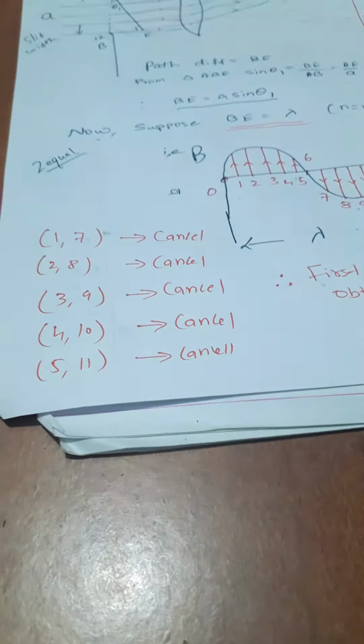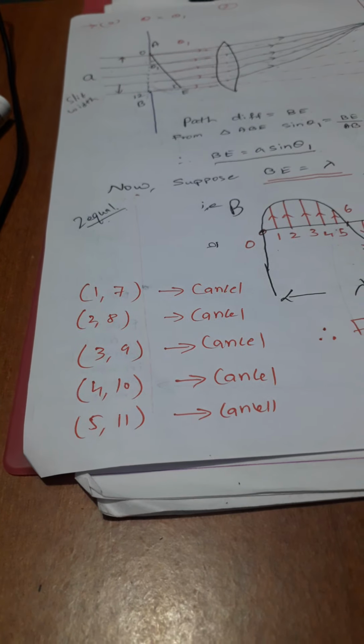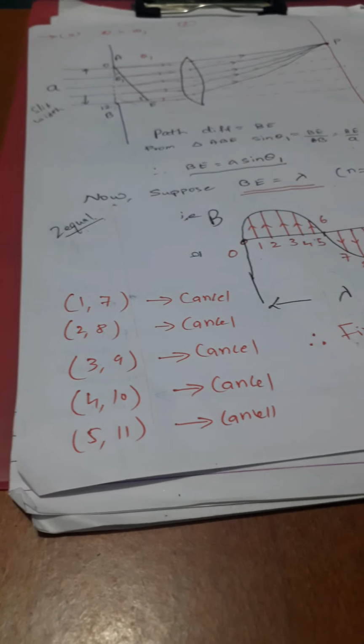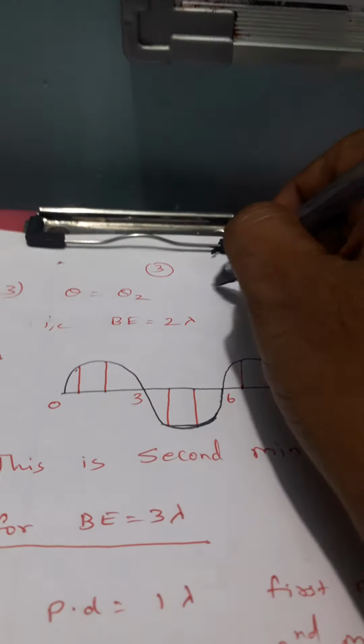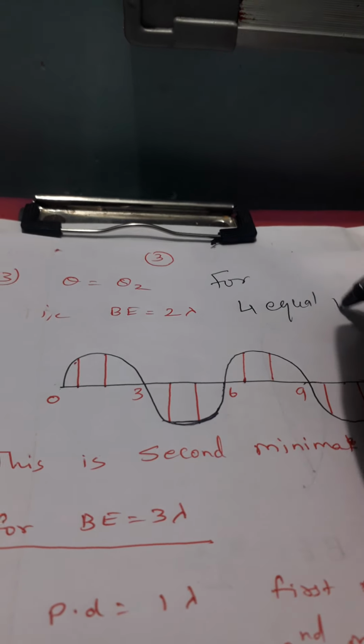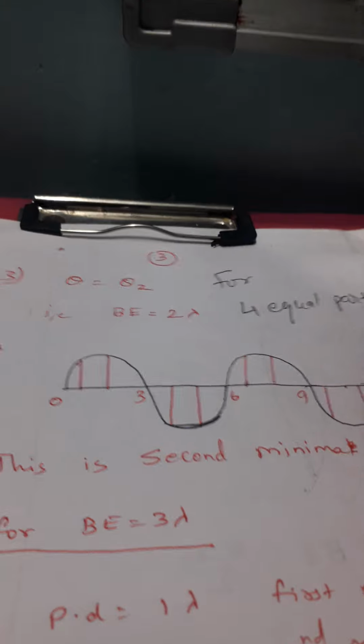We divide it into two equal parts. Two equal parts means one wave, lambda. Suppose you divide it into four equal parts, that means 2 lambda. So if you divide it into four equal parts, here the condition is for 4 equal parts. Okay, now same diagram, we divide it into 4 equal parts.